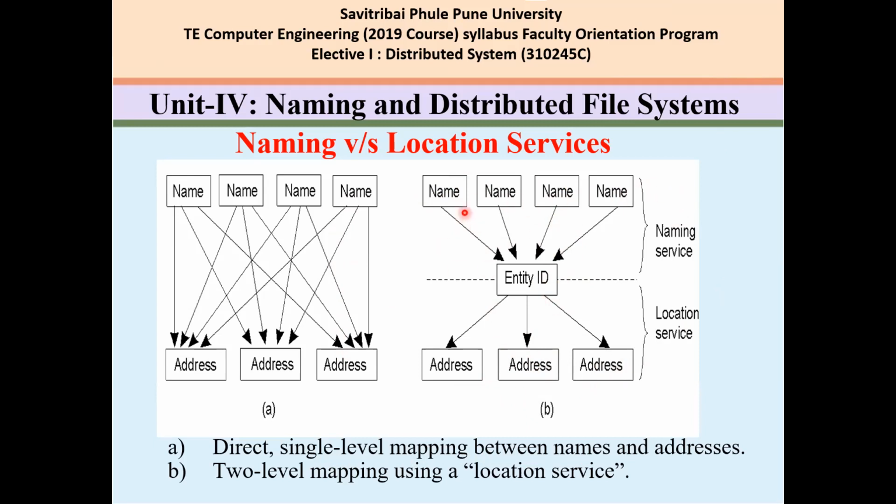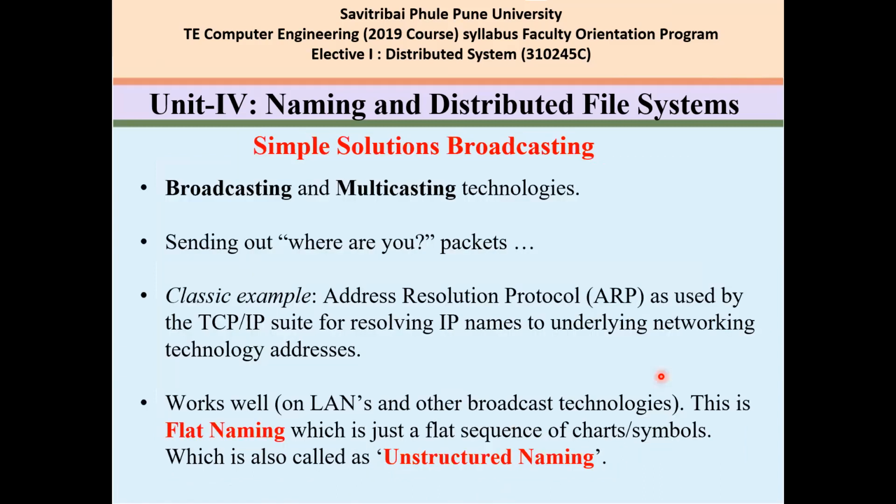So the upper portion where names are given to the entity ID is called as naming service, and the entity IDs which are going to locate that access point is location service. So that is the difference between naming versus location. So the B diagram is called as two-level mapping using a location service. So this is very, very important. Whenever some kind of question is asked on naming services, even though it is not asked, you have to draw it and write it down.